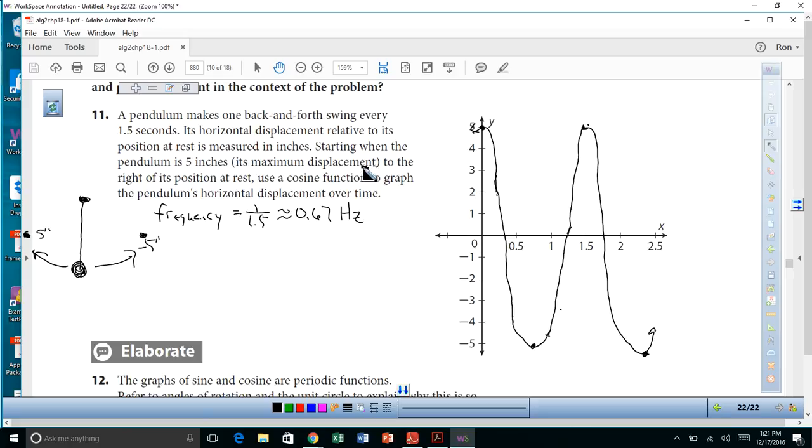The frequency represents the number of back and forth swings per second. The amplitude represents the pendulum's maximum horizontal displacement. The period represents the amount of time it takes the pendulum to swing back and forth. So from here to here is 1.5 seconds, and from that position there to that position there is 1.5 seconds. All right, good.